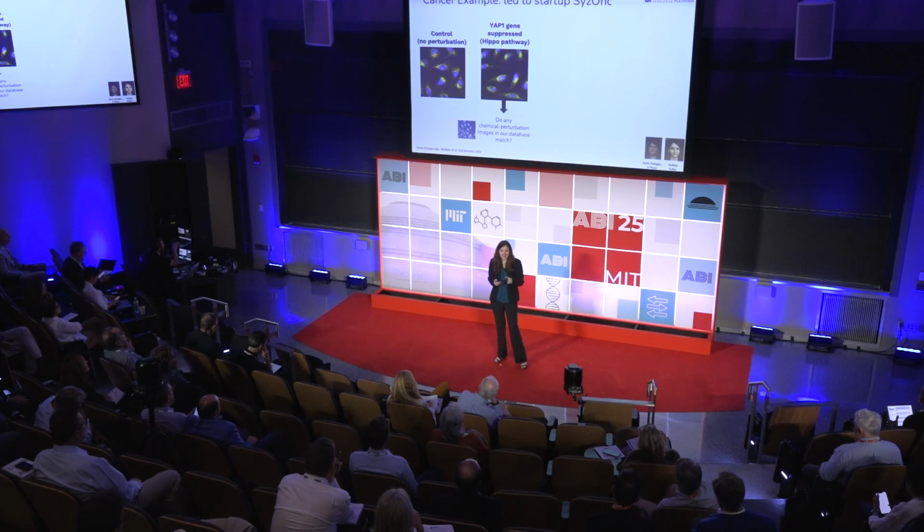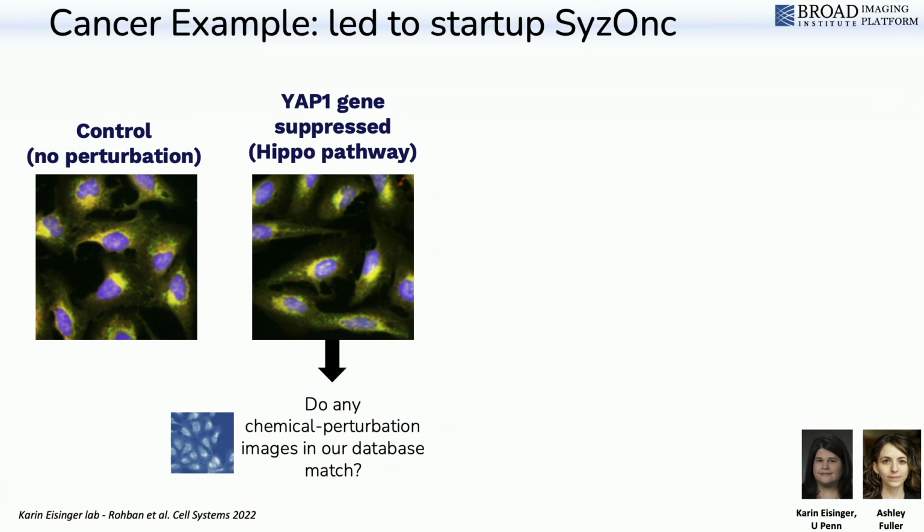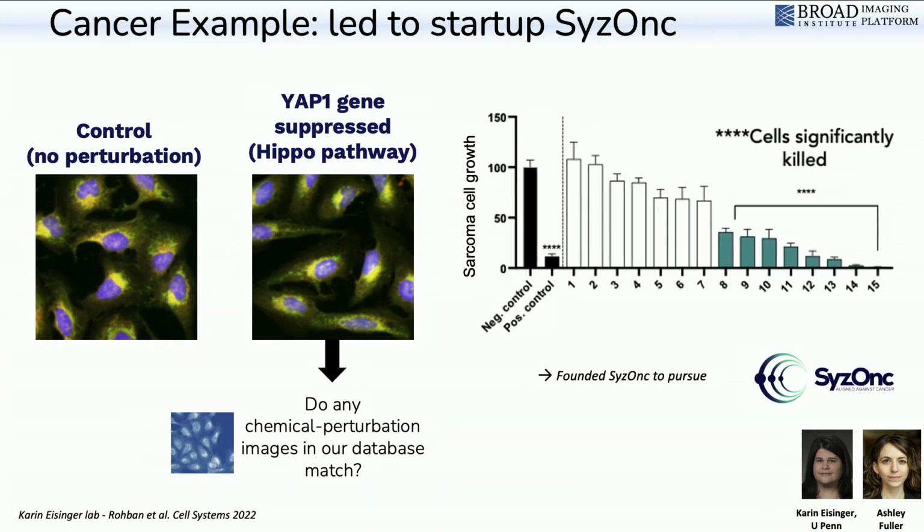And the idea is, have we ever seen this phenotype? Have we ever seen this change in morphology in any of the images in our giant database of chemical perturbations? And if we find a match, we can cherry pick just those few dozen compounds and then test them in whatever assay makes sense. So in the case here, collaborating with Karen Eisinger, a professor at Penn, we identified compounds that can kill sarcoma cells, otherwise really challenging to do.